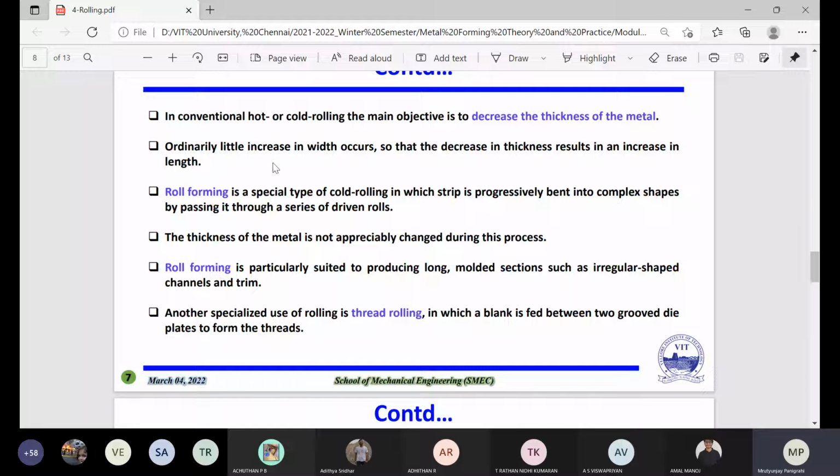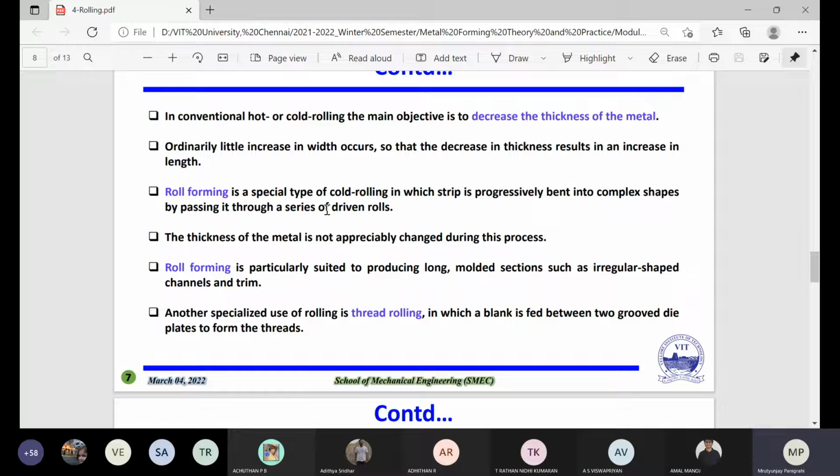Ordinarily, a little increase in width occurs, so the decrease in thickness results in an increase in length. Whenever we are making a very big piece, we are not taking a very small piece, like 10 millimeter or 20 millimeter. This is a very long piece, and it is continuously going, so you cannot say that every time we take exactly the same thing. This is not laboratory scale, this is big scale, so maybe plus or minus somewhere you will find tolerance.